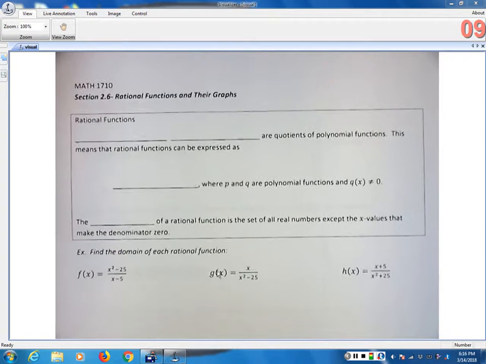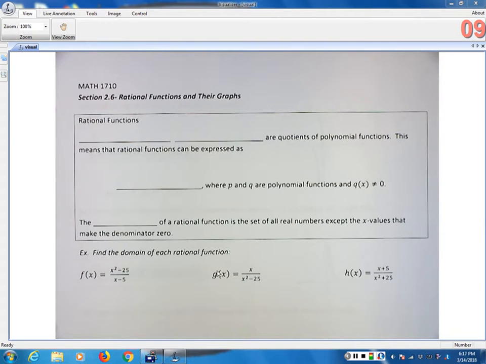Okay, so section 2.6, rational functions and their graphs. All right. I have a Nearpod for you.